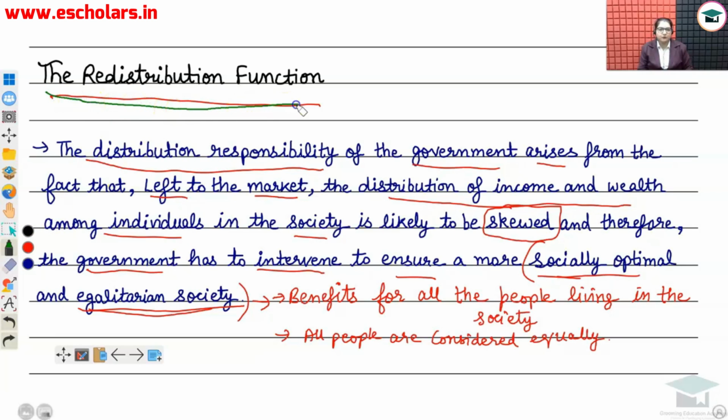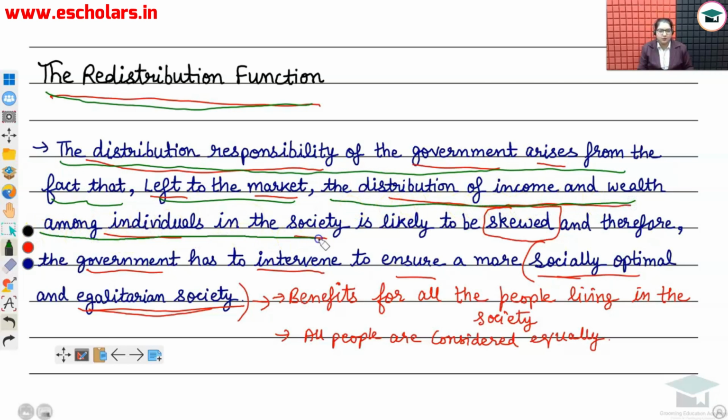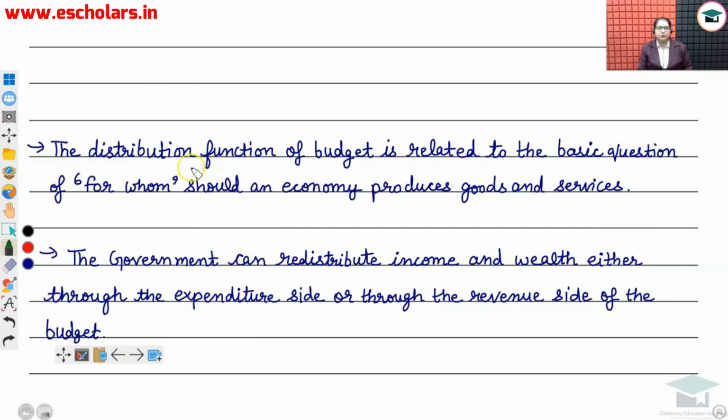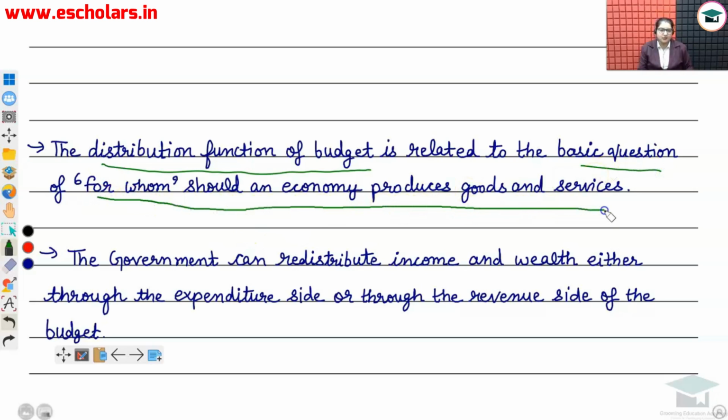The redistribution function. The distribution responsibility of the government arises from the fact that, left to itself, the distribution of income and wealth among individuals in the society is likely to be skewed, and therefore the government has to intervene to ensure a more socially optimal and egalitarian society. Now students, further we have that the distribution function of budget is related to the basic question, which is for whom should an economy produce goods and services.